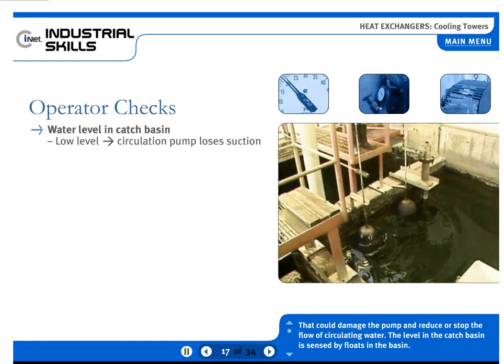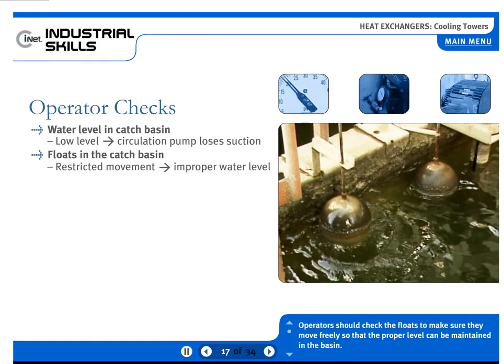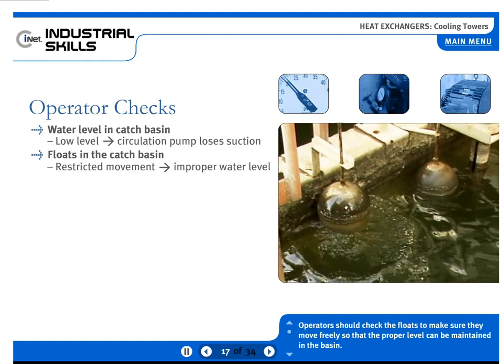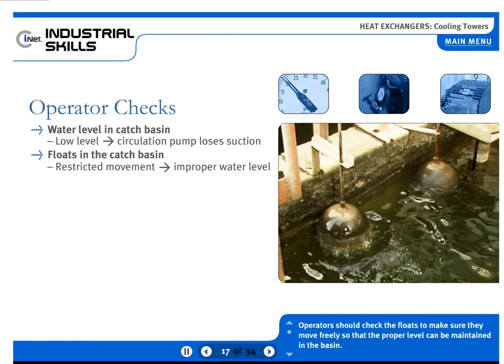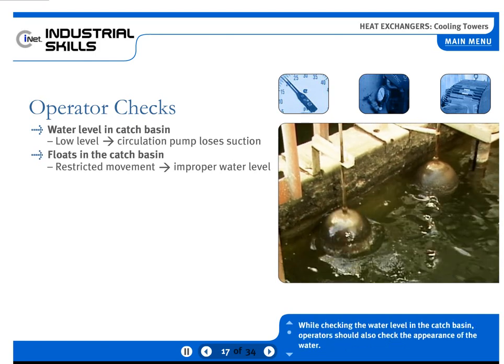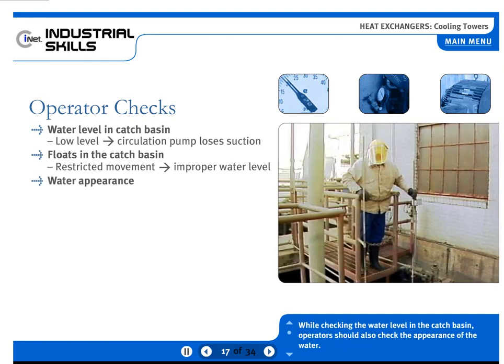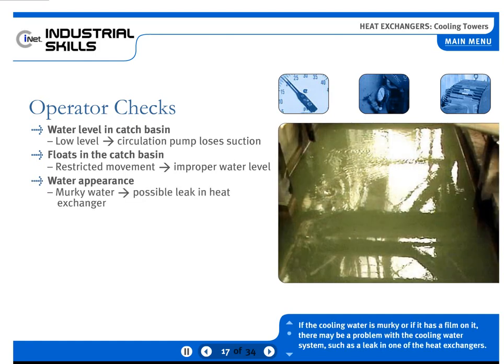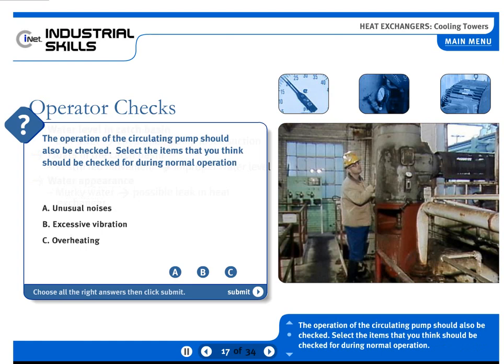The level in the catch basin is sensed by floats in the basin. Operators should check the floats to make sure they move freely so that the proper level can be maintained in the basin. While checking the water level in the catch basin, operators should also check the appearance of the water. If the cooling water is murky or if it has a film on it, there may be a problem with the cooling water system, such as a leak in one of the heat exchangers. The operation of the circulating pump should also be checked.